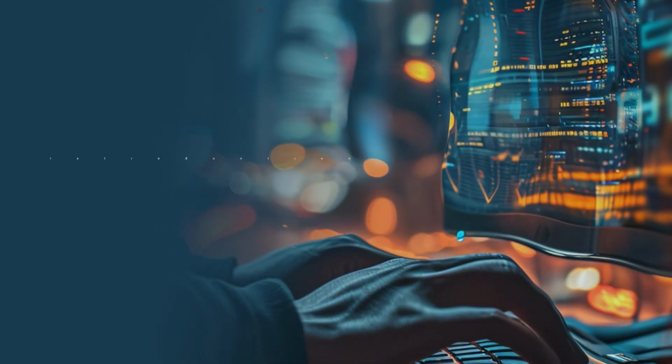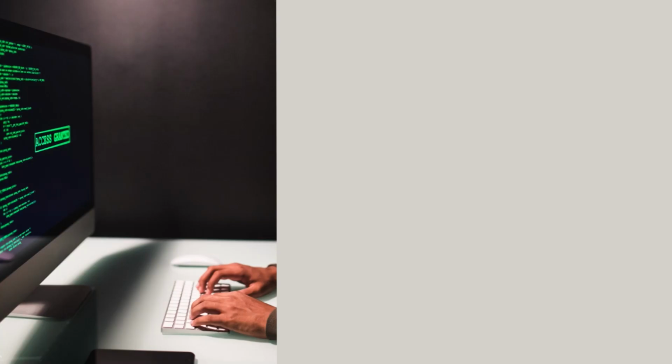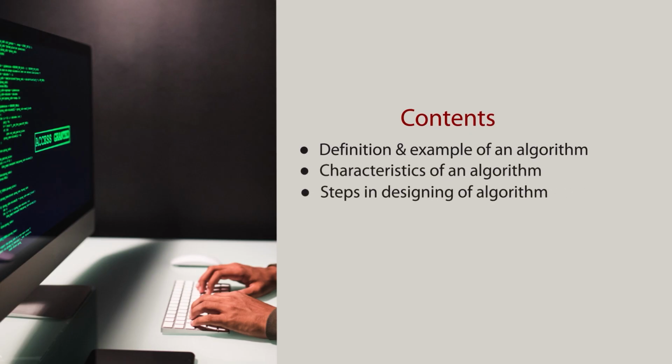Today we will study the introduction to algorithm, that is Block 1, Unit 1 in your course of algorithm design. So these are the contents. First we will talk about the definition of algorithm, some related examples, and the characteristics of algorithm, and at last we will discuss the steps in designing an algorithm, right. So what is the definition of algorithm?